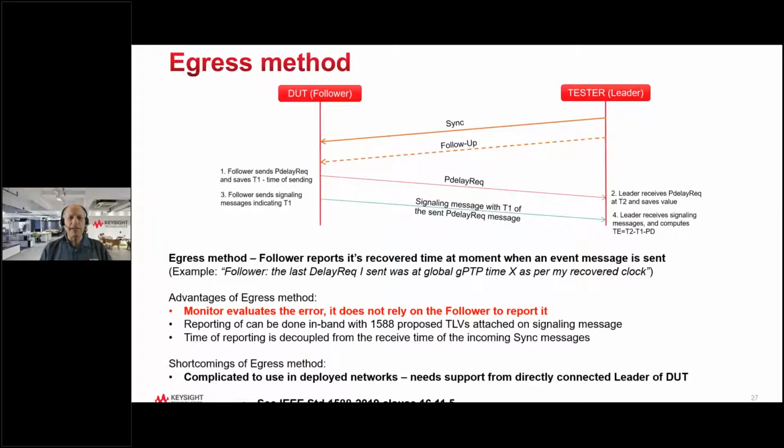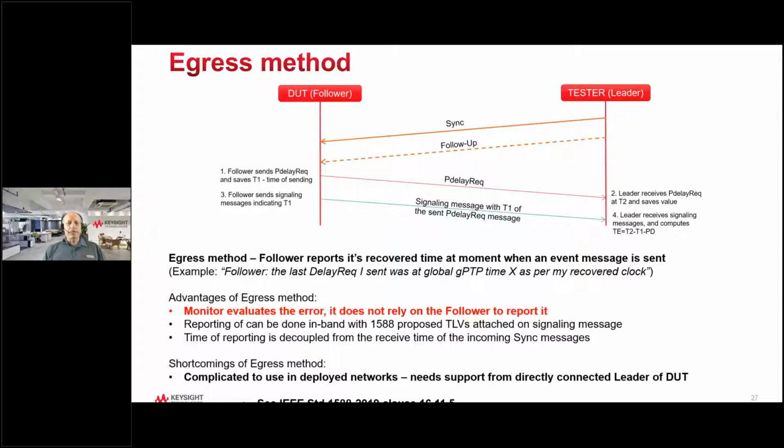But the idea here is, for example, a follower can report a time any event is sent out. So if the follower sends out a delay request, ignoring whether it would send it out, it can say the last delay request message I sent was at global PTP time X as per my recovered clock. The advantage of the egress method is that the monitor evaluates the error. It doesn't rely on the follower to report it, and the reporting can be done in band with the proposed TLVs or using other methods, including signaling messages.